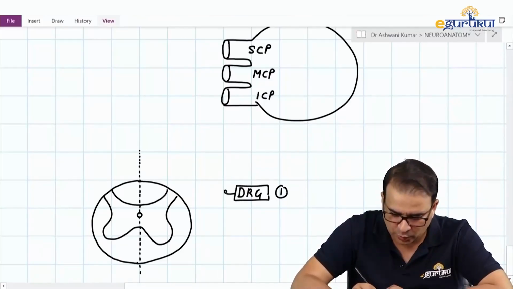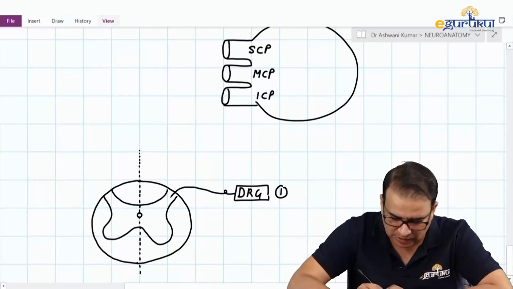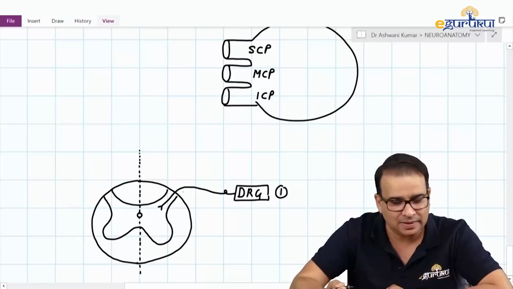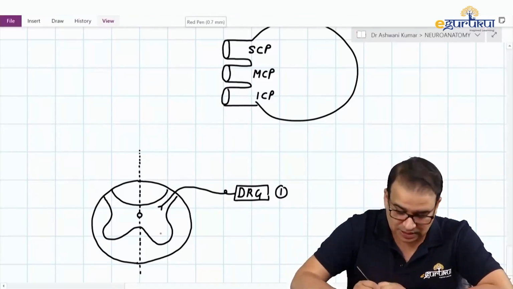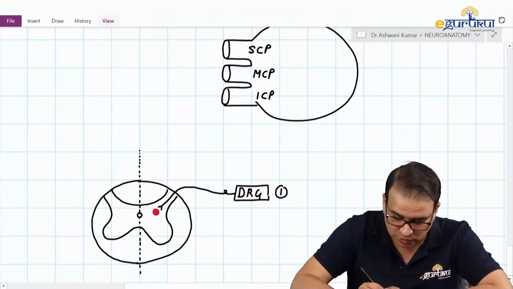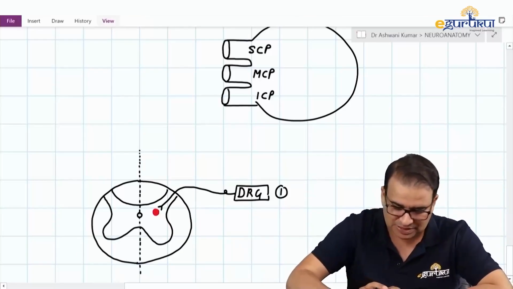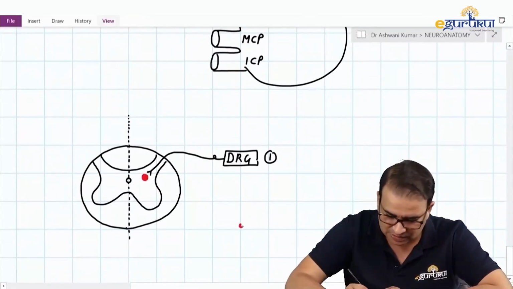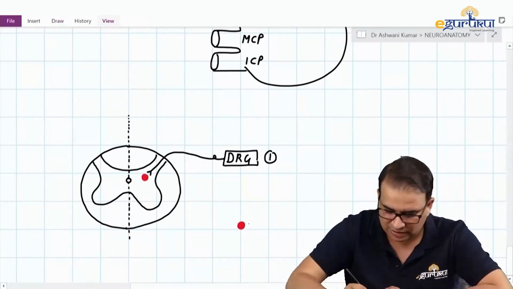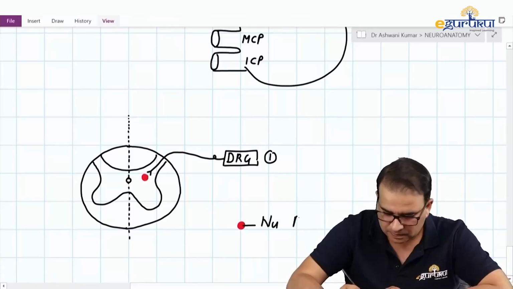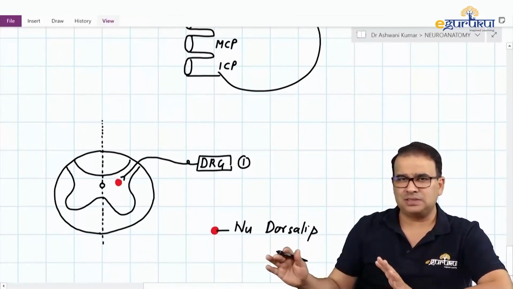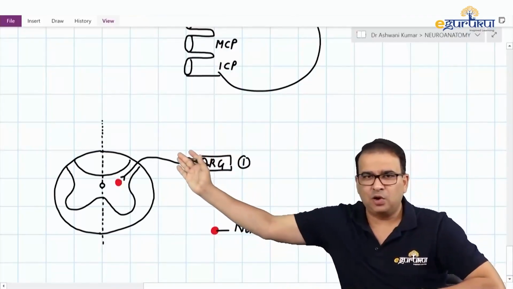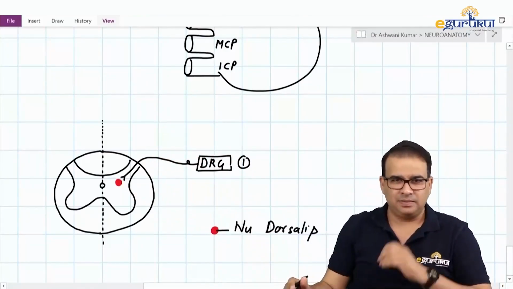This dorsal root ganglia will come into the gray matter of the spinal cord. So there must be some nuclei there. And I hope you remember there was a nucleus called the nucleus dorsalis. In the spinal cord, there's a nucleus called the nucleus dorsalis. I would want you to write this name separately. We don't want to clutter this diagram. This is the nucleus dorsalis, which I have drawn with a red color there. And that's where the first order neuron is going to end, carrying unconscious proprioception inside and bringing it there.